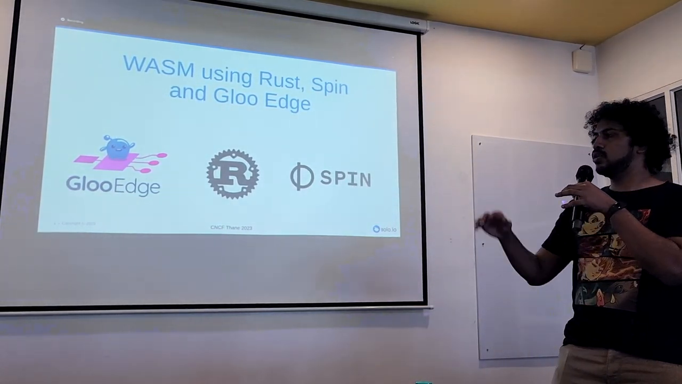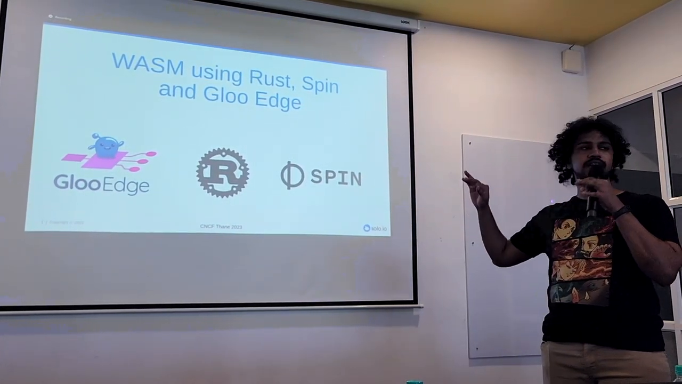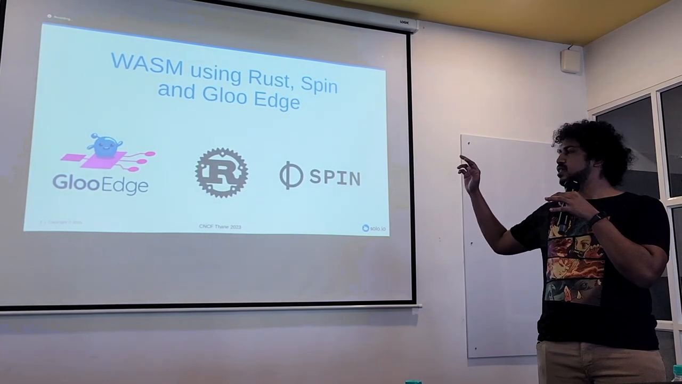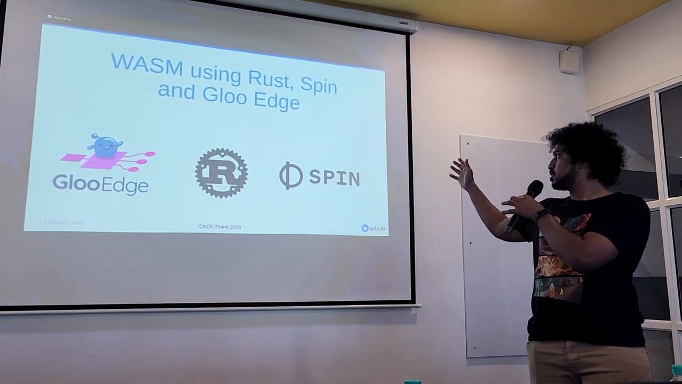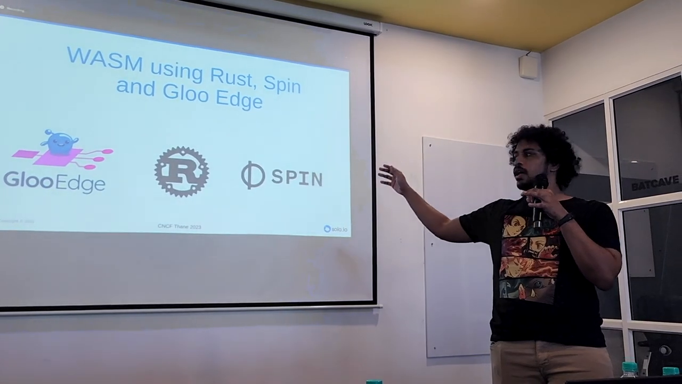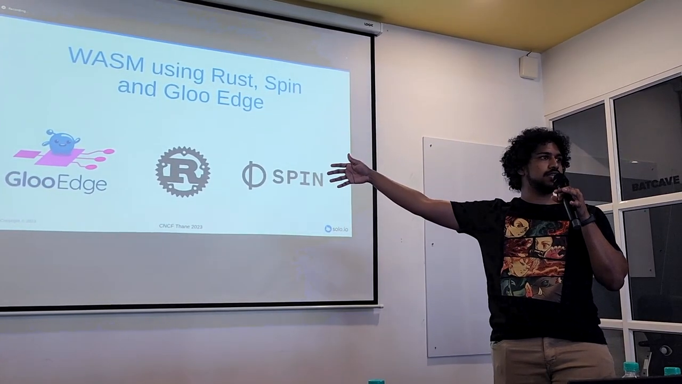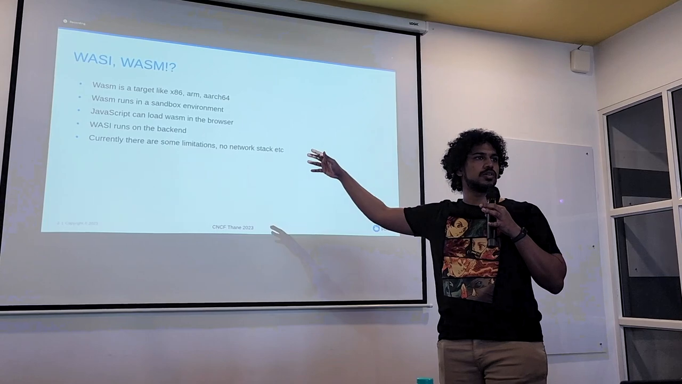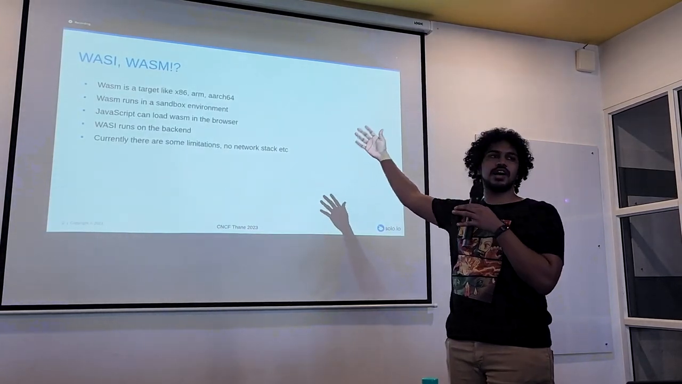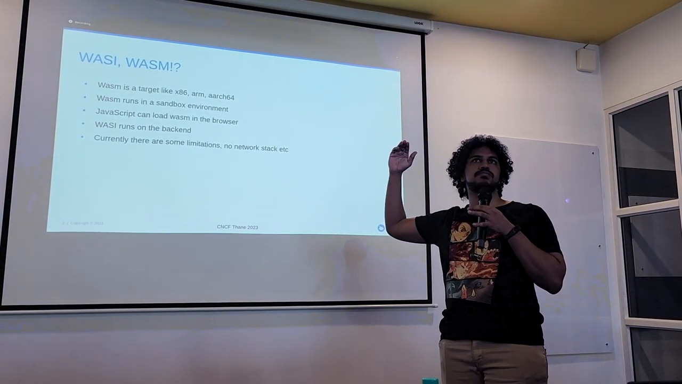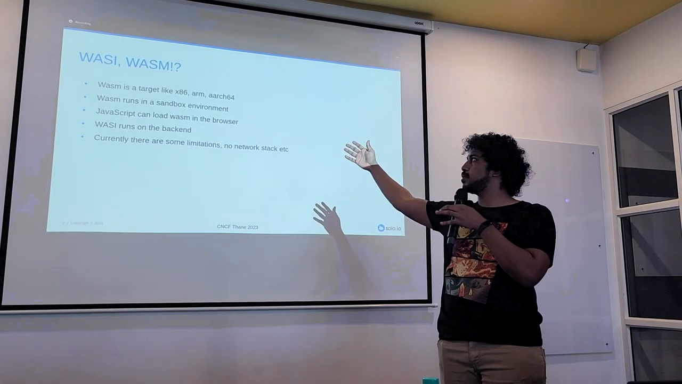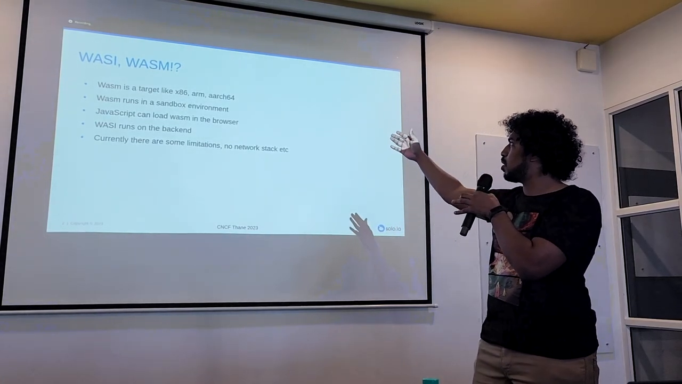Okay, so in today's presentation, we are going to use three different technologies. One is Rust, the other is a framework called Spin, and the third one is called Gloo Edge. Okay, so basically, what is WASM? So, like I said, it's like a target. So, it targets a particular, for example, x86 or ARM or Arch.